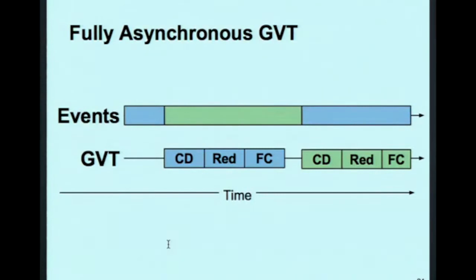And then again, at some point in the future, we switch back to the blue phase of execution and let the GVT run in the green phase. So we're constantly executing events and letting the runtime system decide how to adaptively overlap the computation for the GVT and the computation for events.